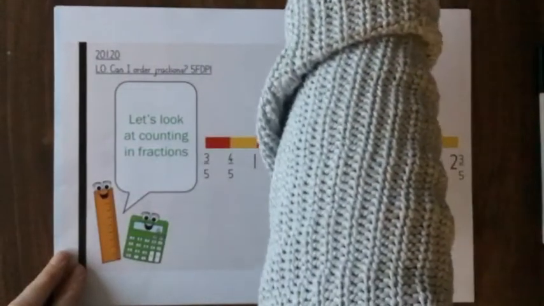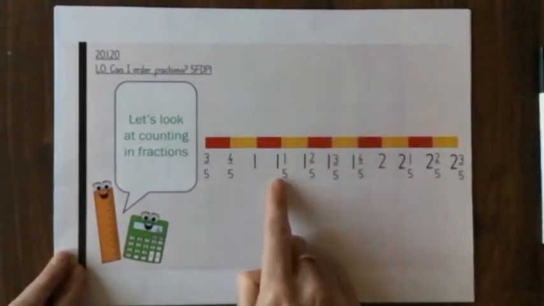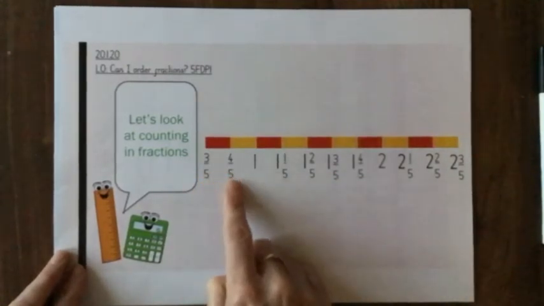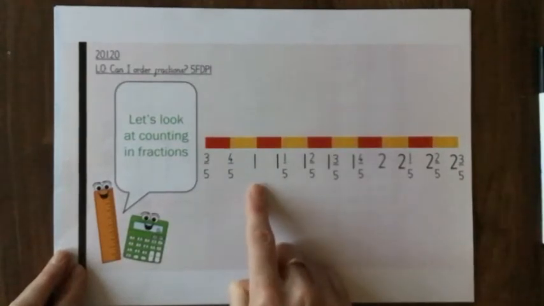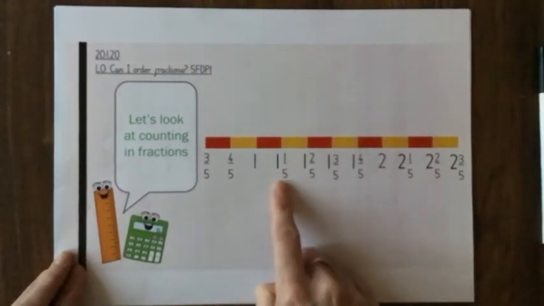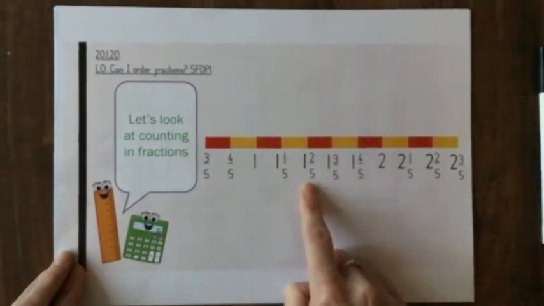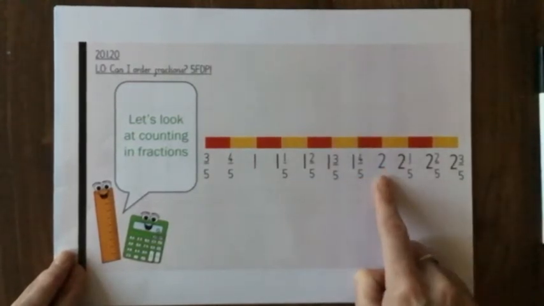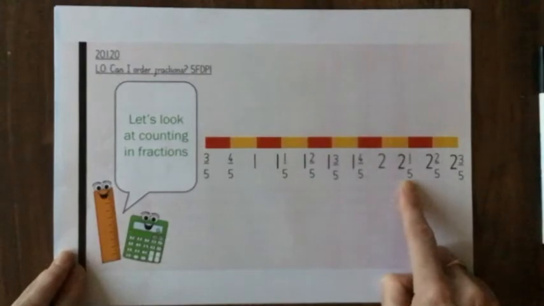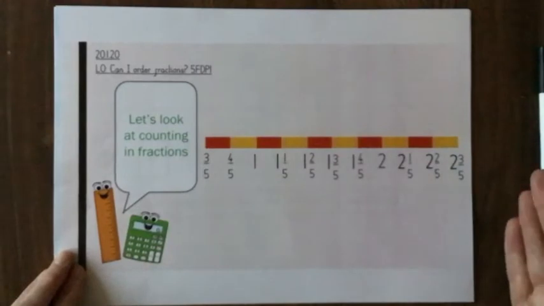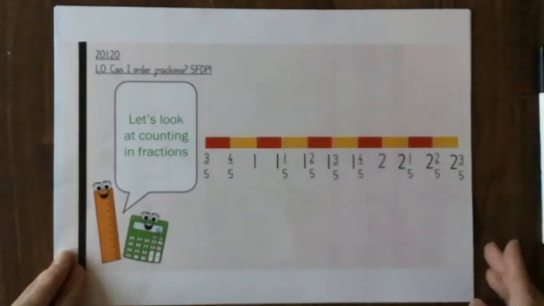Looking at another fraction, we can see by the denominator we're counting up in fifths, and we started at 3/5, so the next fraction would be 4/5. Here we wouldn't say 5/5, we'd say 1. So then we've got 1, 1 and 1/5, 1 and 2/5, 1 and 3/5, 1 and 4/5, 2, 2 and 1/5, 2 and 2/5, 2 and 3/5, and the next one would be 2 and 4/5, and 3, and so on.